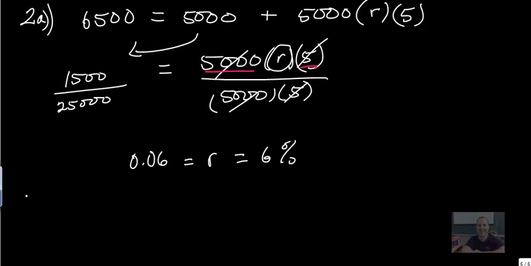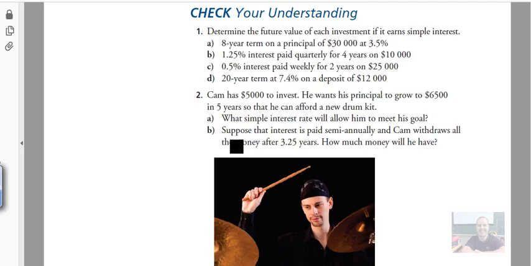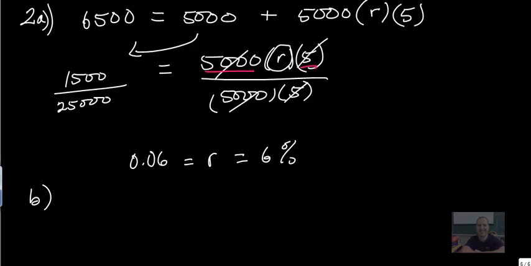All right, so for 2B then, suppose that interest is paid semi-annually and Cam withdraws all of the money after 3.25 years. How much money will he have? It gets paid semi-annually, which in simple interest doesn't matter. As I explained before, you only get half of your yearly interest if it's paid semi-annually. You just get half of it twice instead of all of it once.